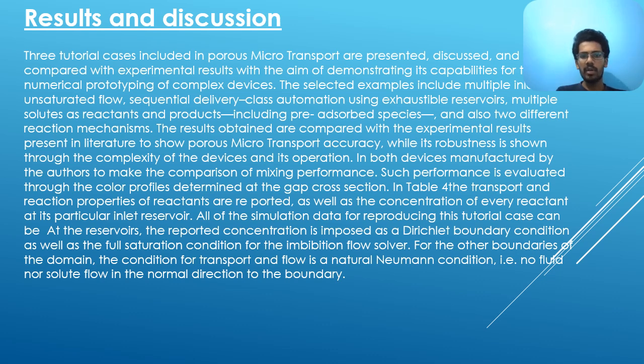For the numerical prototyping of complex devices, the selected examples include multiple inlets for unsaturated flow, sequential delivery, and fluid automation using exhaustible reservoirs. Multiple species are used as reactants and products, including pre-absorbed species and also two different reaction mechanisms. The results obtained are compared with the experimental results present in literature to show PORES Microtransport's accuracy, while its robustness is shown through the complexity of the device and its operation.